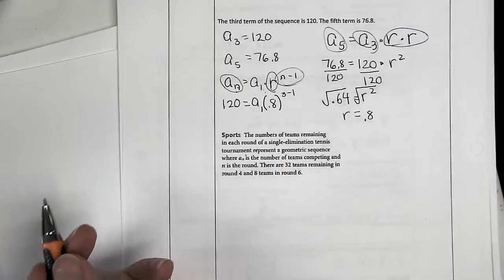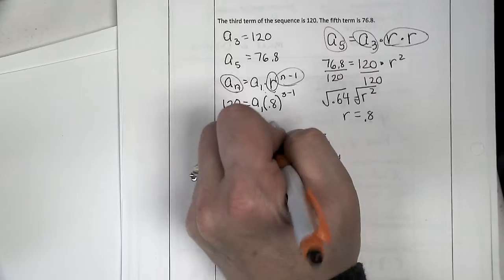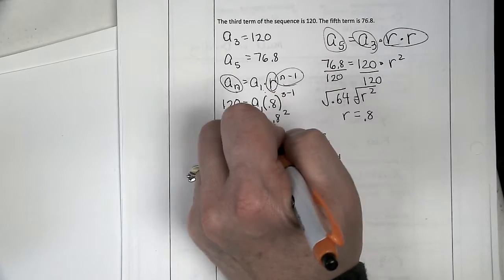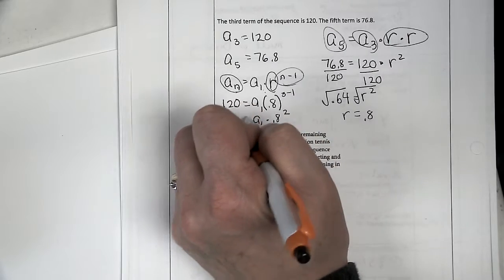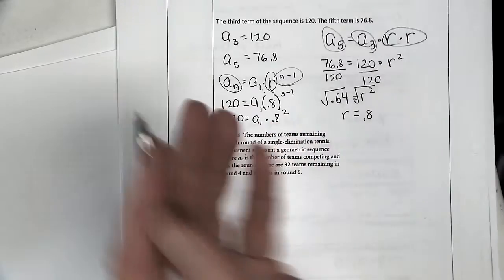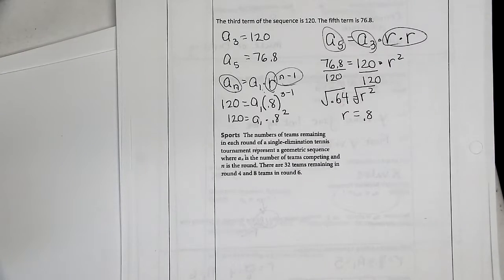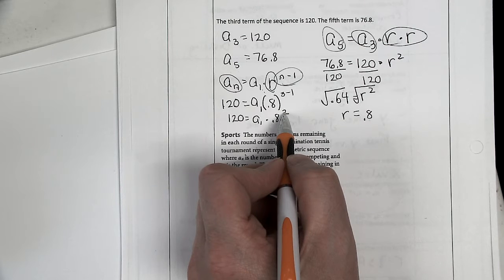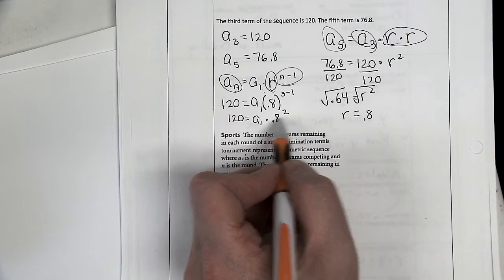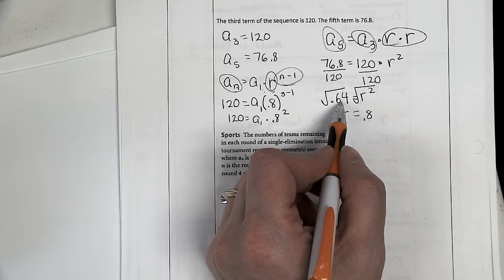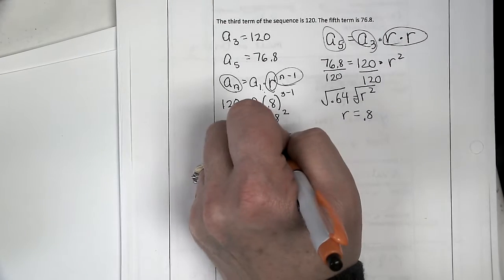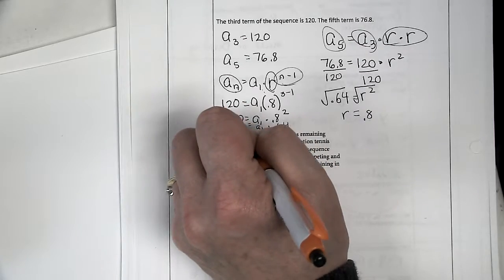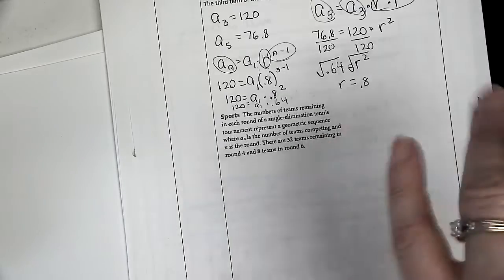0.64 times a of 1 equals 120. What's my next step for that? Yep, divide. Everyone needs to divide 120 divided by 0.64, and that gives me my a of 1. What is 120 divided by 0.64, guys? 187.5. Perfect. So my a of 1 equals 187.5. Can I write an explicit rule for this now?